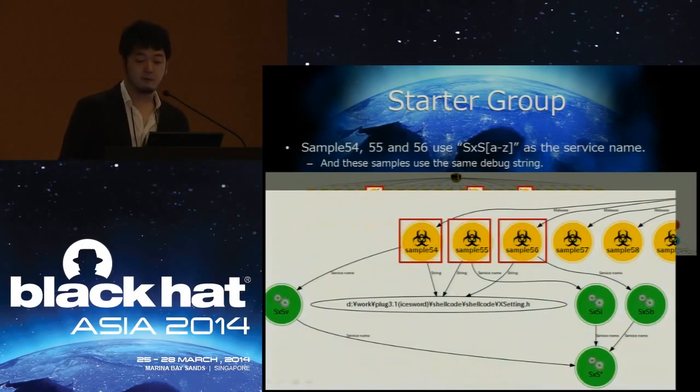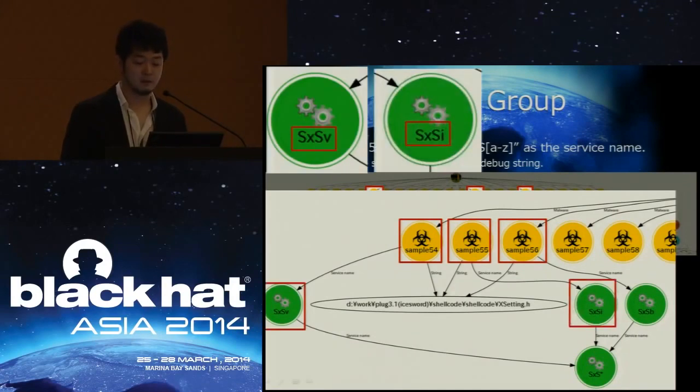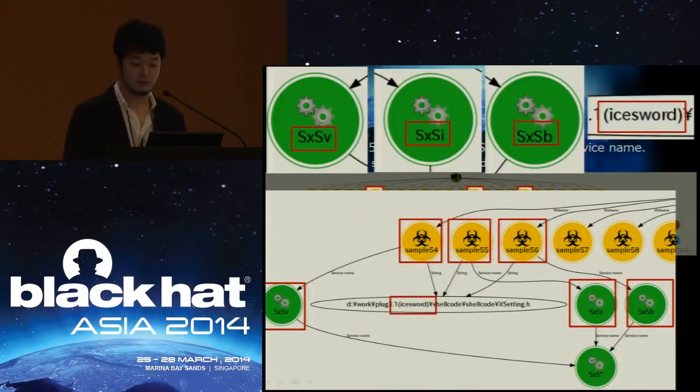And samples 54, 55 and 56 use an alphabet after the SXS string as the service name, like SXSV, SXSI, SXSB. And these samples also use the same debug string, including ISWORD, like this. Note that sample 56 is related to starter groups. See the previous slide. Okay, these are the characteristics of the starter group.